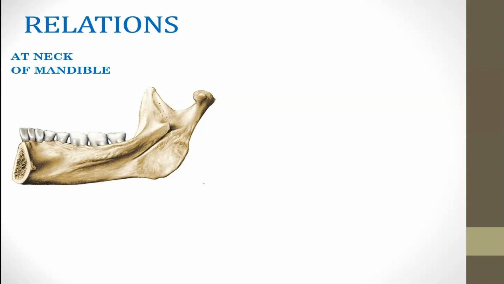Apart from these attachments and the structures passing through, we have some structures that are closely related to the mandible. So we know the mandible has a head and a neck portion. So at the level of neck, many structures are related. So here we can see the neck of the mandible.